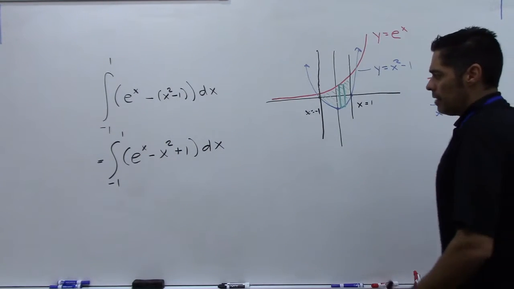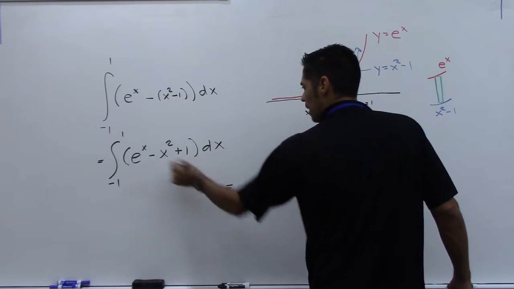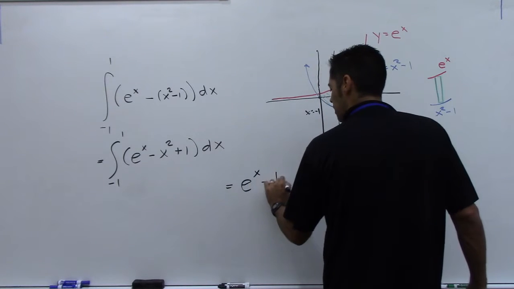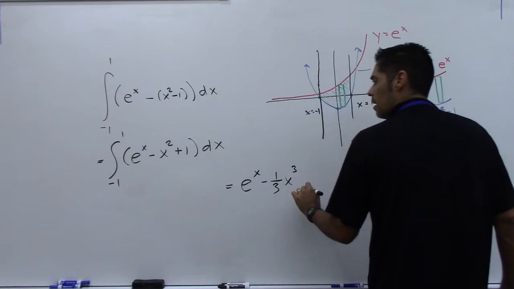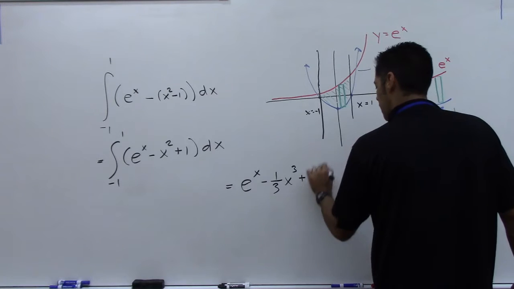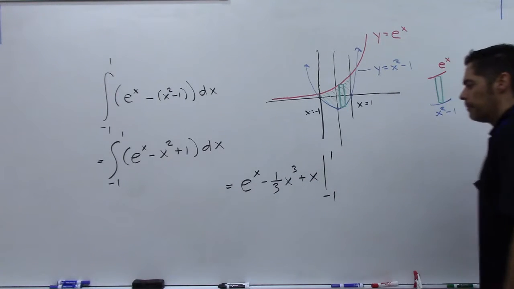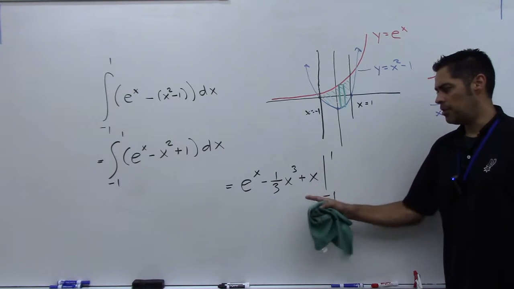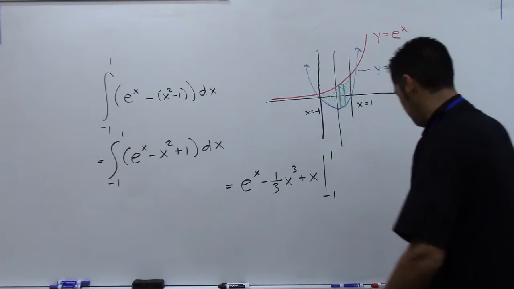And now I'll go ahead and integrate this. So the antiderivative of e to the x is itself. The antiderivative of negative x squared is negative 1/3 x cubed. The antiderivative of 1 is x. I evaluate negative 1 to 1. So plug in 1, figure out what you get, and then plug in negative 1, figure out what you get, subtract the 2, and you're done.